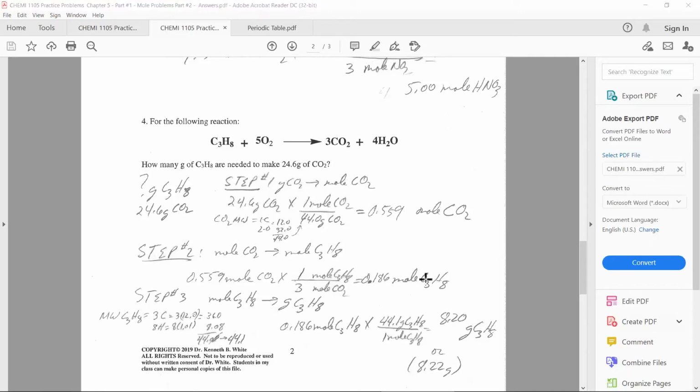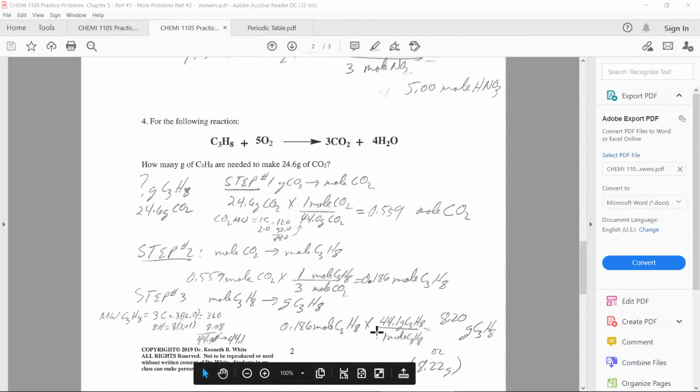And now, what do I want to get to? Grams of C3H8, but I'm at moles of C3H8. So step 3, moles of B to grams of B, where B is what your answer should be in terms of the compound or element you're trying to get to. And how do you go from moles of C3H8 to grams of C3H8? Use your good buddy, your good friend, unit analysis. This goes on top, grams of C3H8. Moles go underneath.